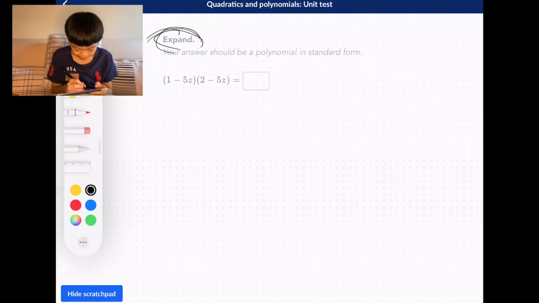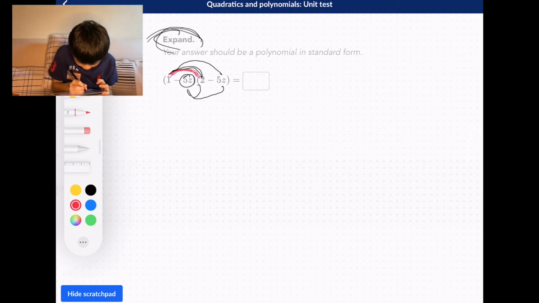So you take that and multiply it. Actually, before you multiply, you draw a curved little line like this, and you take this number now, and go 1, 2. So you're going to multiply it like this. So 1 times 2 over here, let me switch to another pen, 1 times 2 would equal 2, and 1 times minus 5z would equal minus 5z.